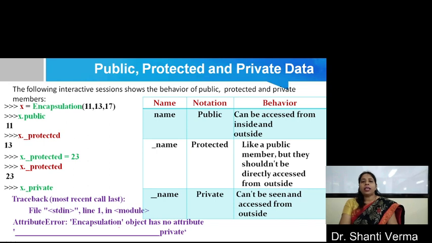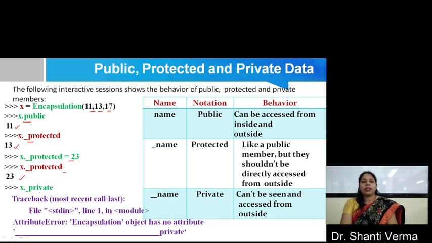Now the following interactive sessions show the behavior of the public, protected and private members. If I write x equals the class name and the values I pass, that is 11, 13 and 17, and if I write x dot public, in the class I define that self dot public equals A, so it gives the first parameter, that is 11. Now if I write x dot underscore protected, it gives the value of B, that is 13. Now if I assign x dot underscore protected equals 23 and print it, I can change the value of a protected variable outside the class.